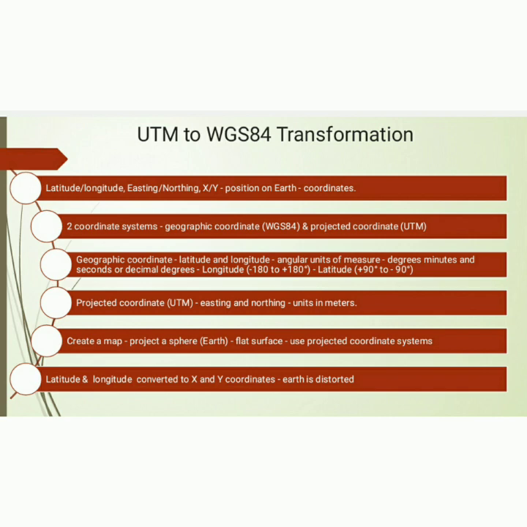When we create a map, we project a spherical Earth onto a flat surface, and we use a projected coordinate system to do this. The latitude and longitude are converted to x and y coordinates. During these transformations, the surface of the Earth is distorted. There is no perfect map projection, and one chooses a projection based on what distortion is acceptable for their purpose.